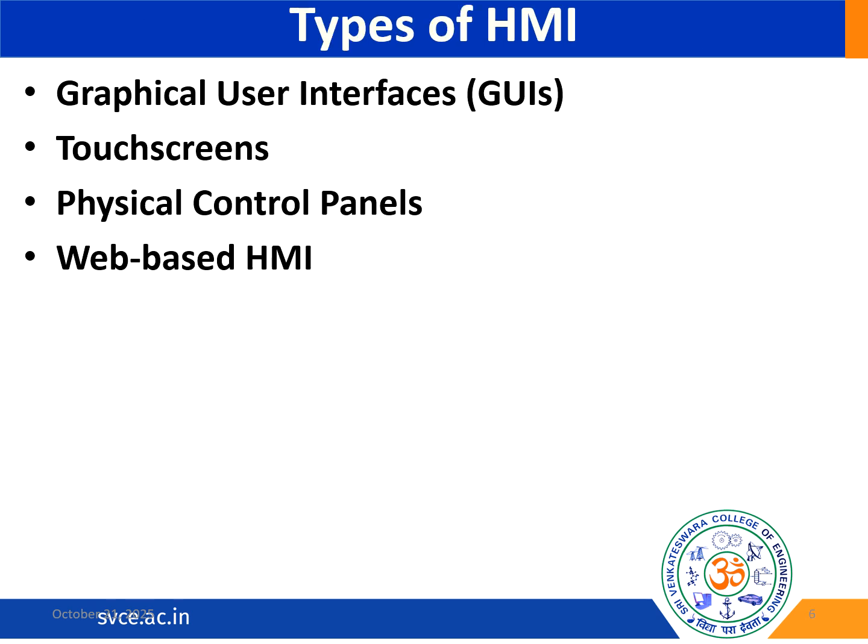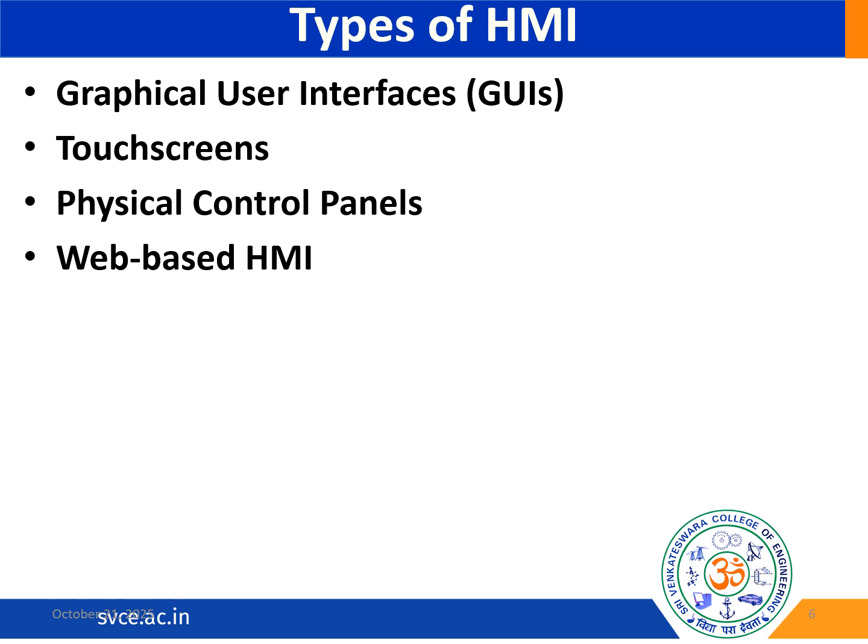Here you will be seeing the types of HMI. The first type we call graphical user interface. The second type, touch screens. The third we call physical control panels. And the fourth we call web-based HMI. There are several different types of human machine interfaces, which can take a variety of forms depending on the needs of the application.